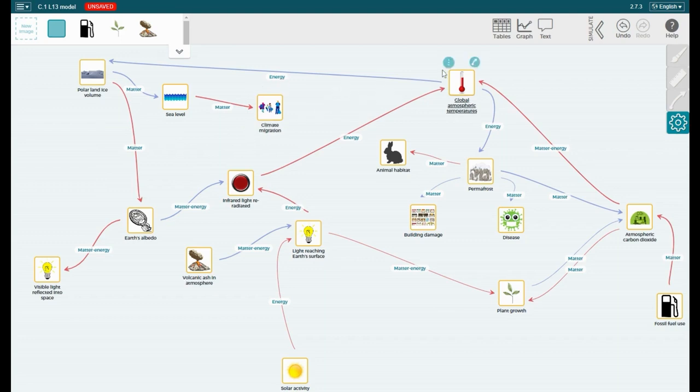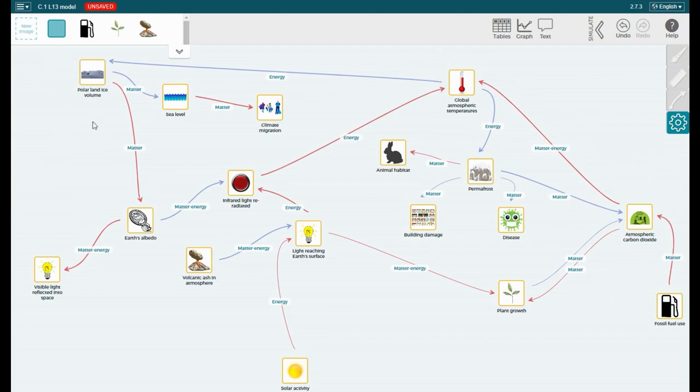The blue arrows indicate that if the component at the start of the arrow increases, the component at the end of the arrow will actually do the opposite thing. It'll decrease. So if global atmospheric temperatures were to increase, we would expect polar land ice volume to decrease. Or the opposite. If atmospheric temperatures were to decrease, we would expect to see more polar ice.